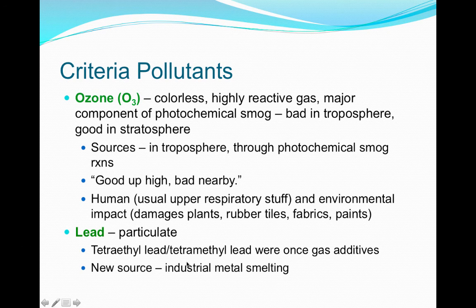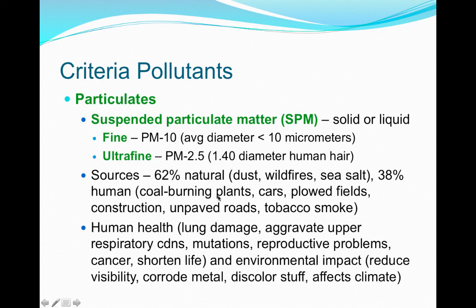Lead used to come from gasoline. It was an additive in our gasoline at one point, and then we figured out it was a bad idea to have a heavy metal being released into the air where it can bioaccumulate in our tissues. Now you usually see it in developing countries, where it comes from the industrial smelting of metal. That's where you refine it. This is a primary pollutant, and then you have what's called particulates, which is dust and ash.